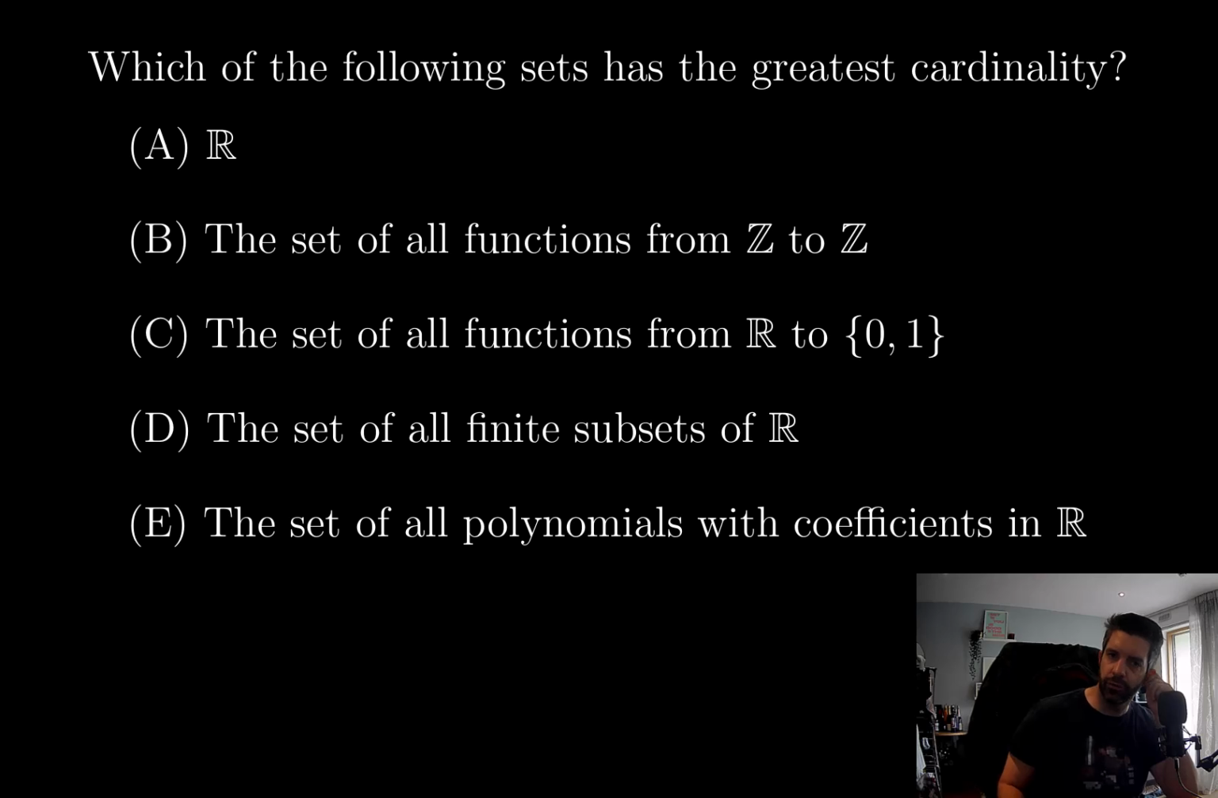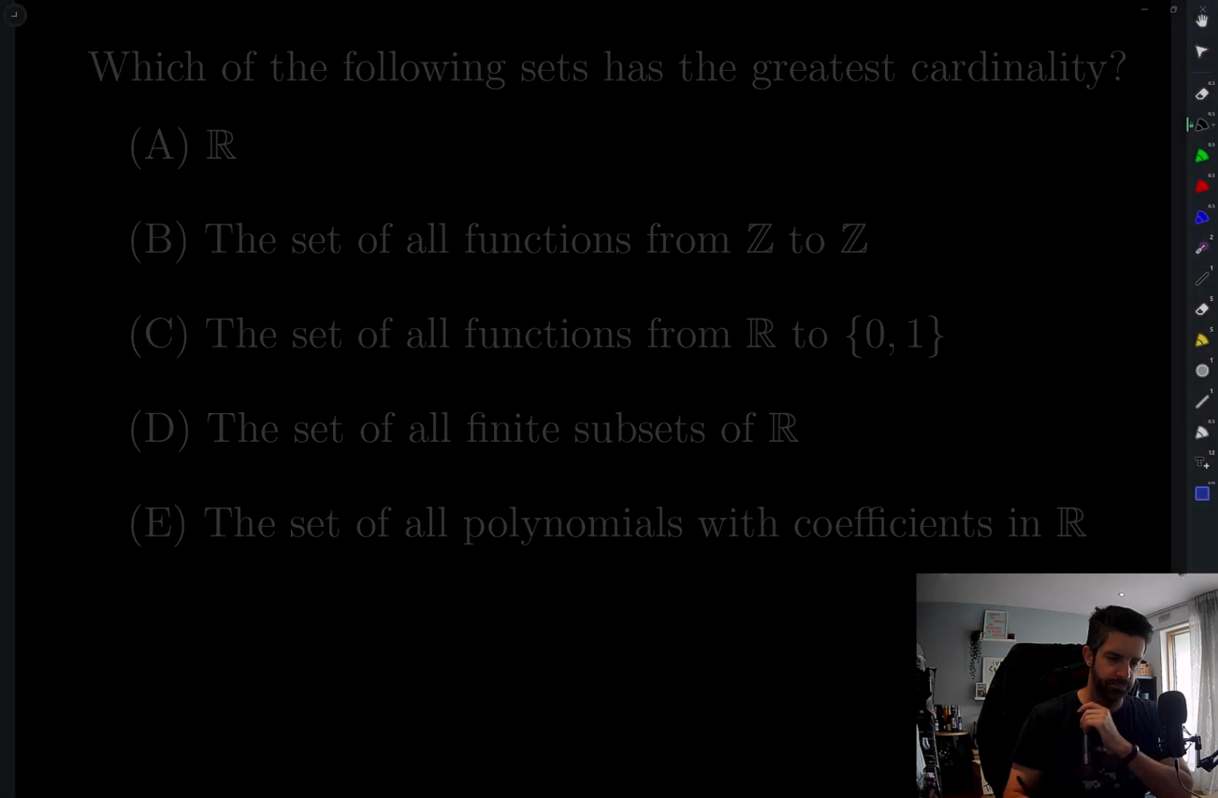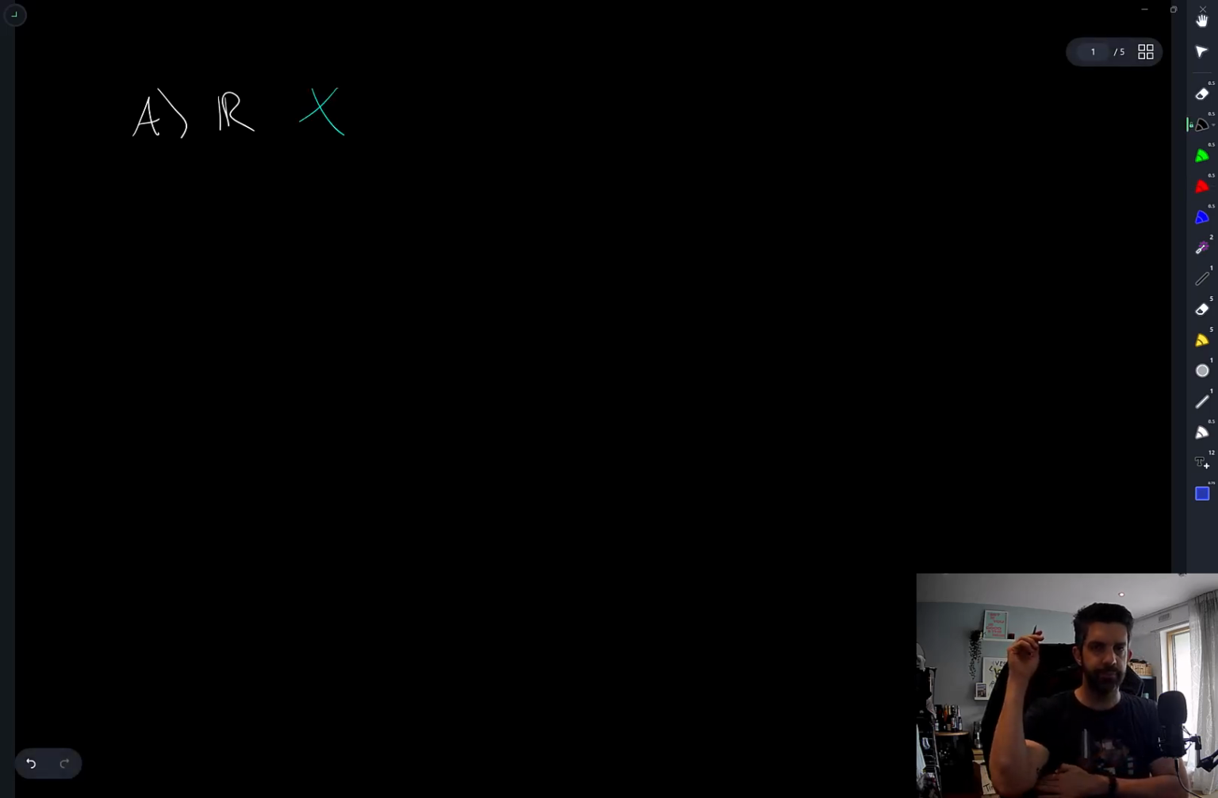Okay, so I can certainly eliminate some of these options right away. The set of all functions from Z to Z. So okay, the answer is not going to be A. It's not going to be the real numbers. Let's just cross this out right away, because the other sets have cardinality at least as large as R.